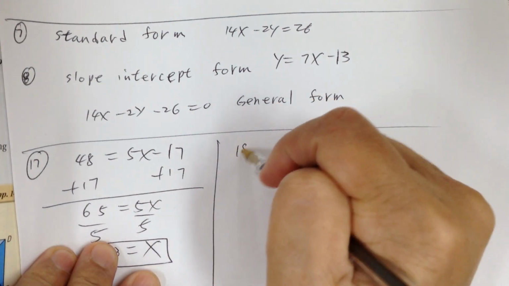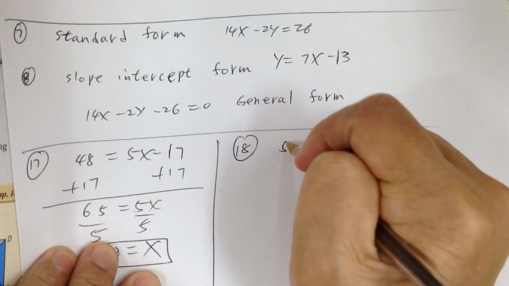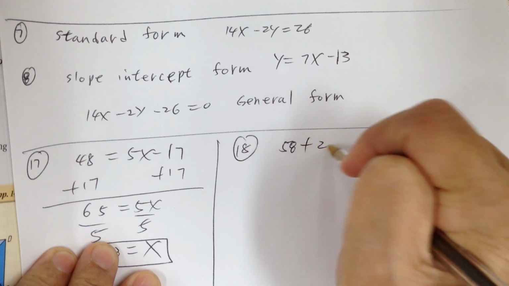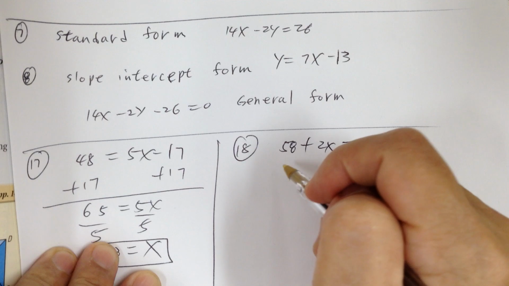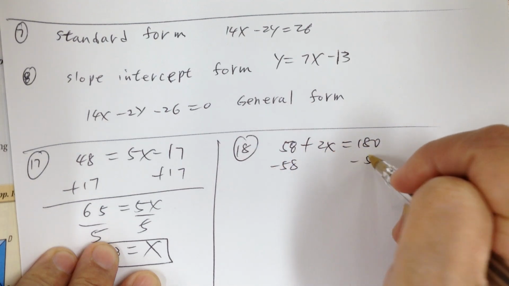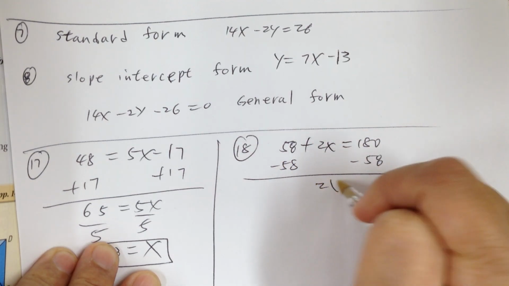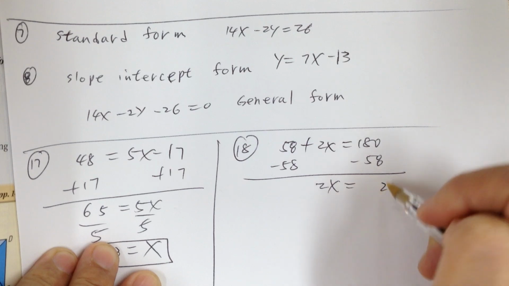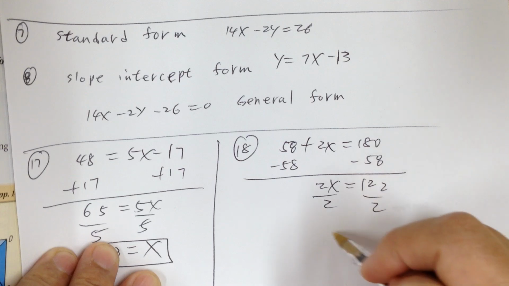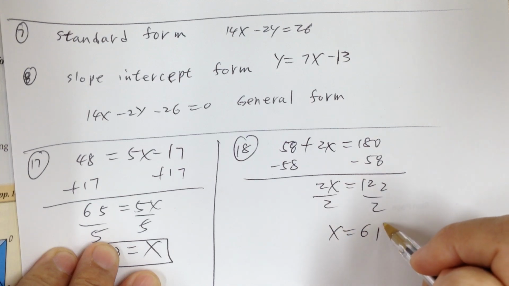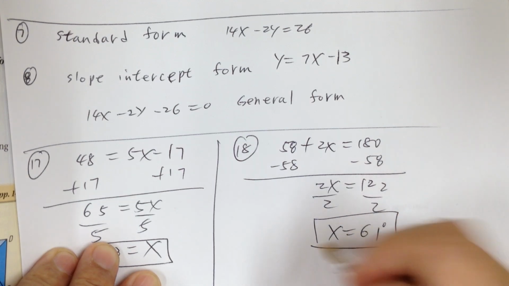So you have 58 plus 2x equal to 180, right? Because these are linear pairs. So minus 58 on both sides. So you got 2x equal to 122. Divide both sides by 2. So x equals 61 degrees.